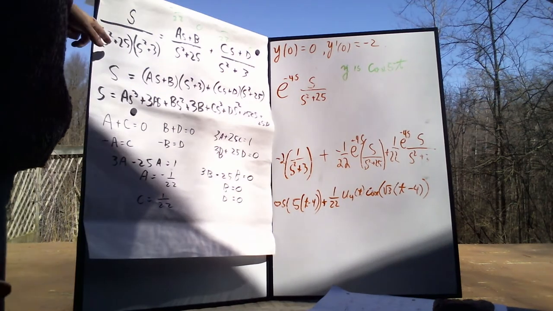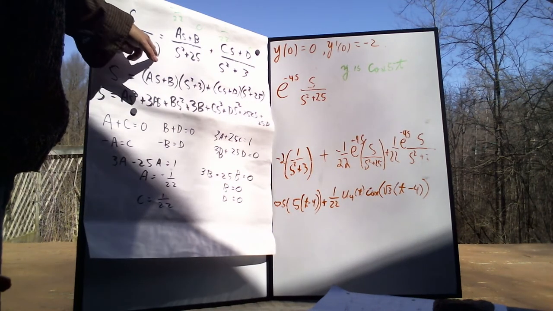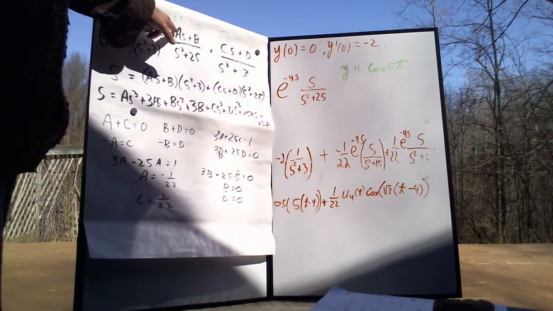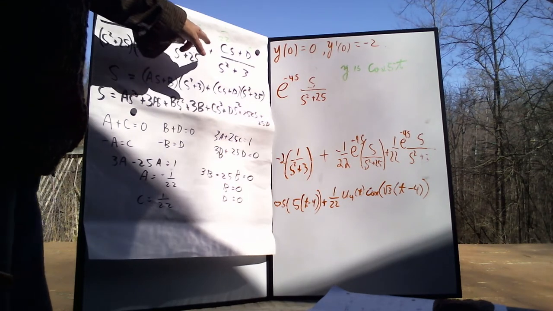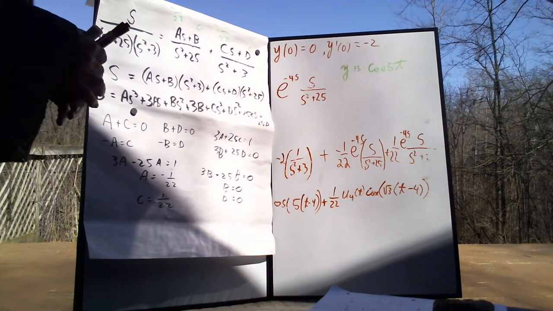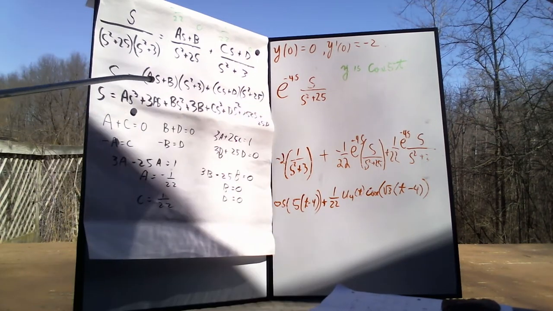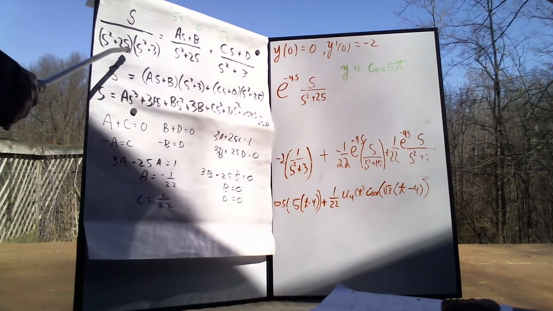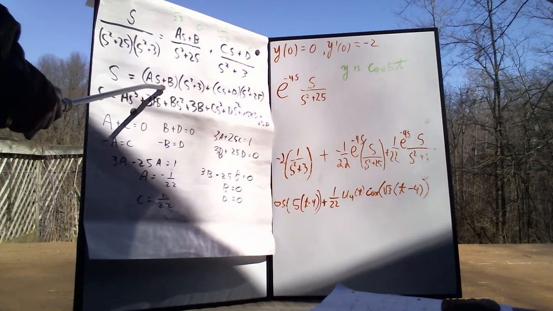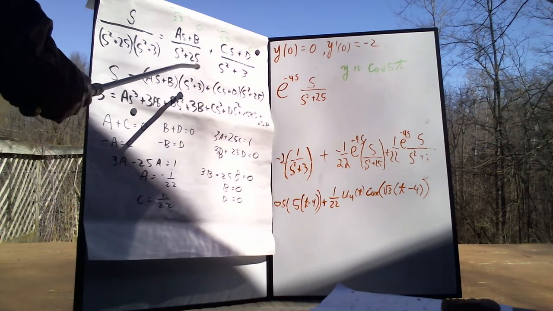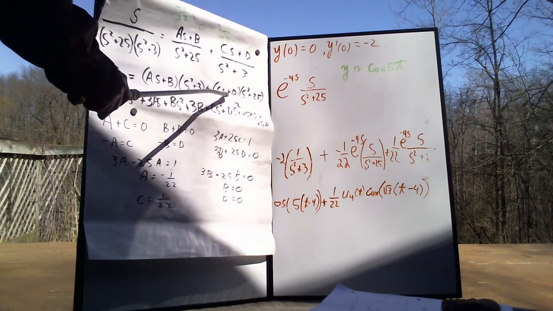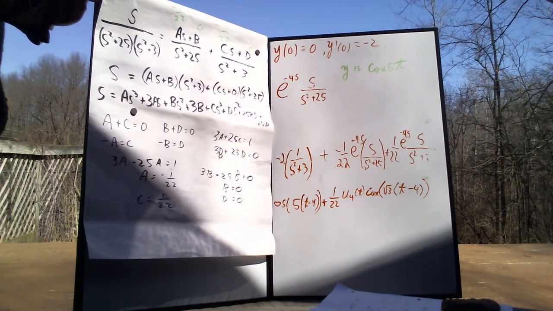So I've got s over (s squared plus 25)(s squared plus 3). And since this is degree 2, my numerator has to be as plus b and cs plus d. Heavy duty. So multiplying through by the denominator, s squared plus 25 cancels, so I have as plus b times s squared plus 3. The s squared plus 3 cancels, so I have cs plus d times s squared plus 25.